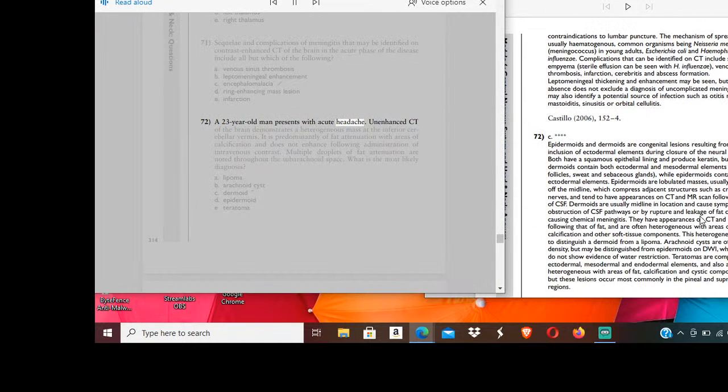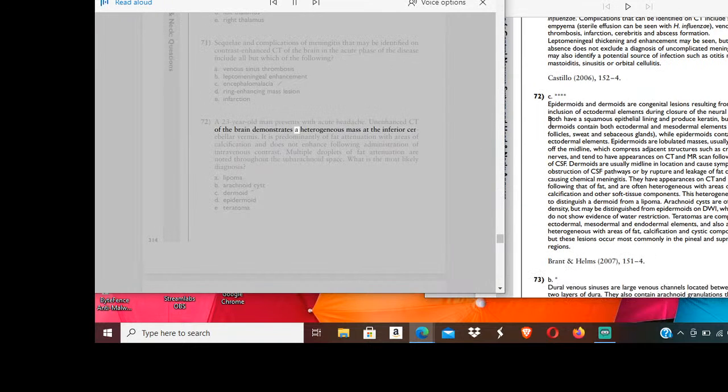Old man presents with acute headache. Unenhanced CT of the brain demonstrates a heterogeneous mass at the inferior cerebellar vermis. It is predominantly of fat attenuation with areas of calcification, and does not enhance following administration of intravenous contrast. Multiple droplets of fat attenuation are noted throughout the subarachnoid space. What is the most likely diagnosis?